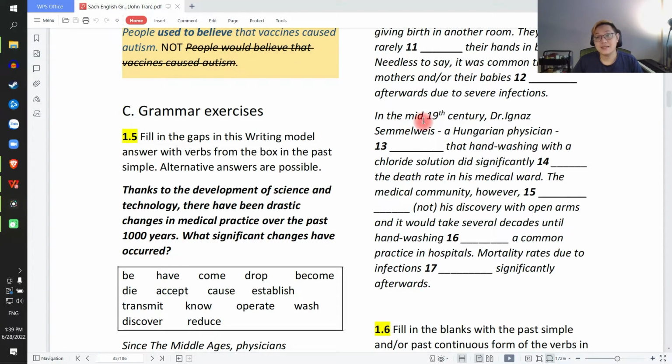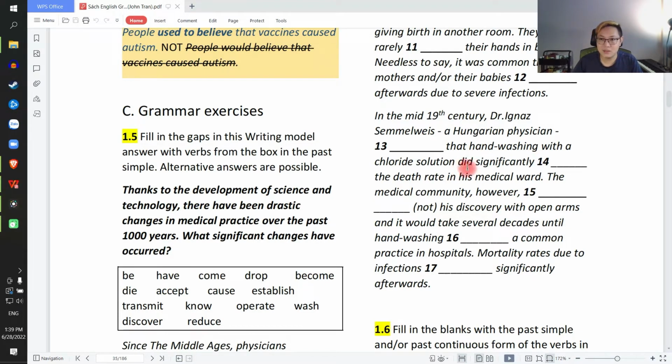In the mid-19th century, Dr. Ignaz Semmelweis, a Hungarian physician, discovered that hand washing with a chloride solution did significantly reduce. Because "did" here is already in the past tense, the verb "reduce" is in bare infinitive form.